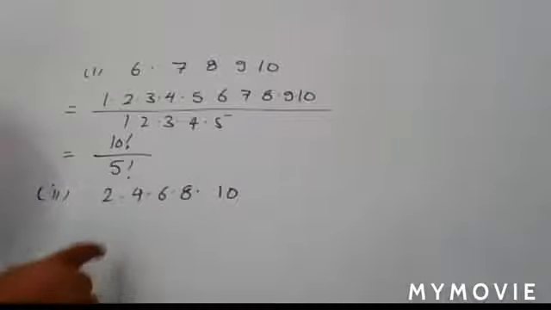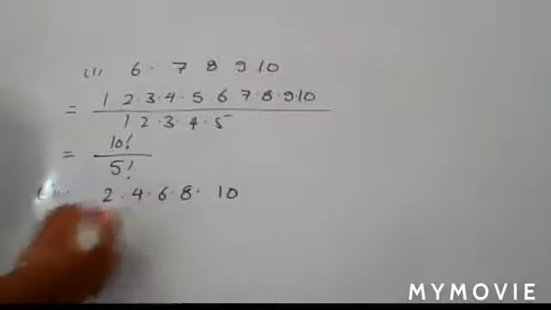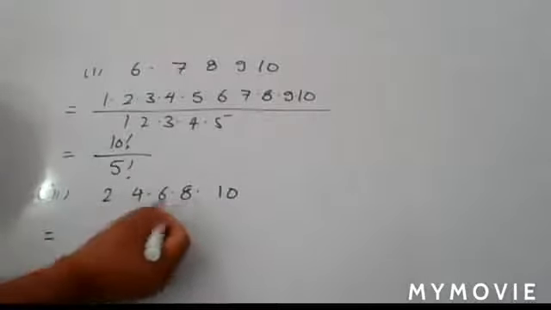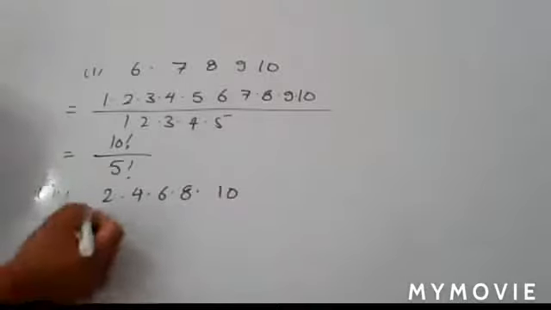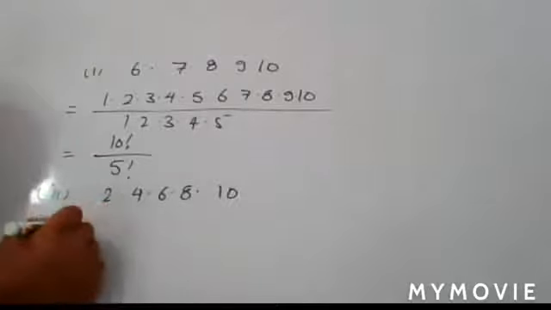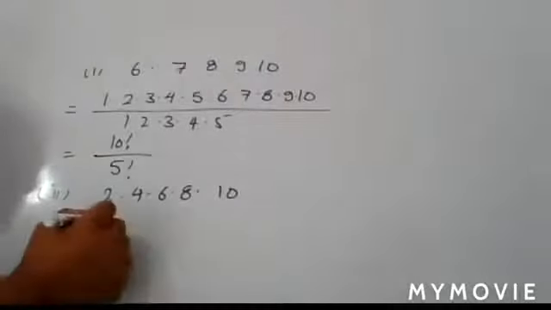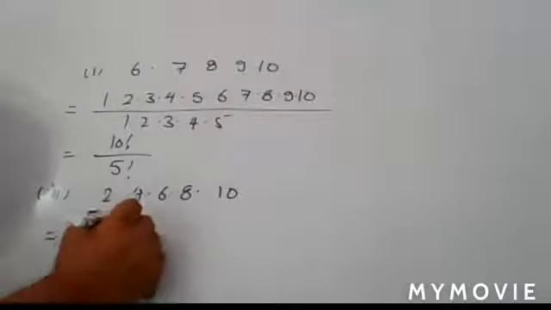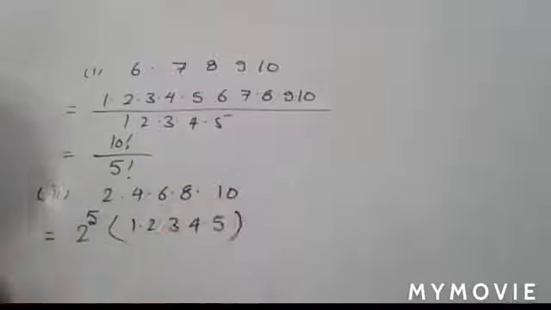Just see, here you have even numbers. So you can take 2 common. If you are taking 2 common from each of the numbers, let's check how many numbers are there. Yes, 5 numbers are there. So after multiplying, it becomes 2 to the power 5, and here you have 1 into 2 into 3 into 4 into 5.